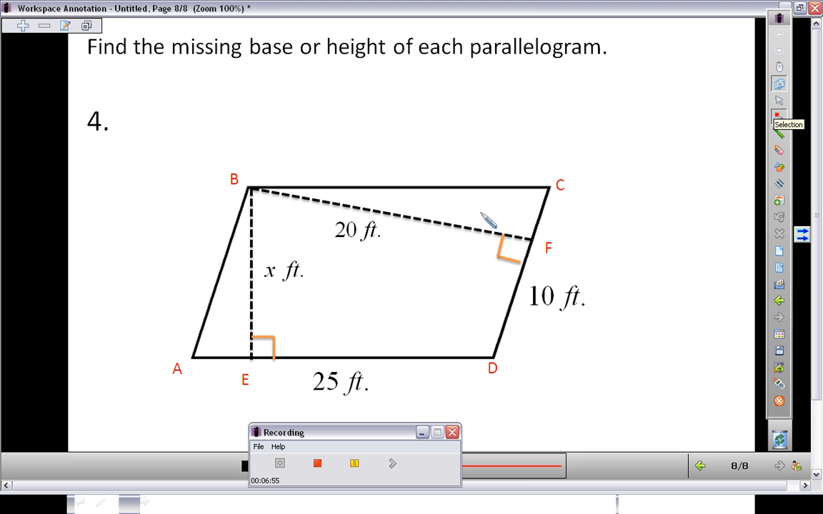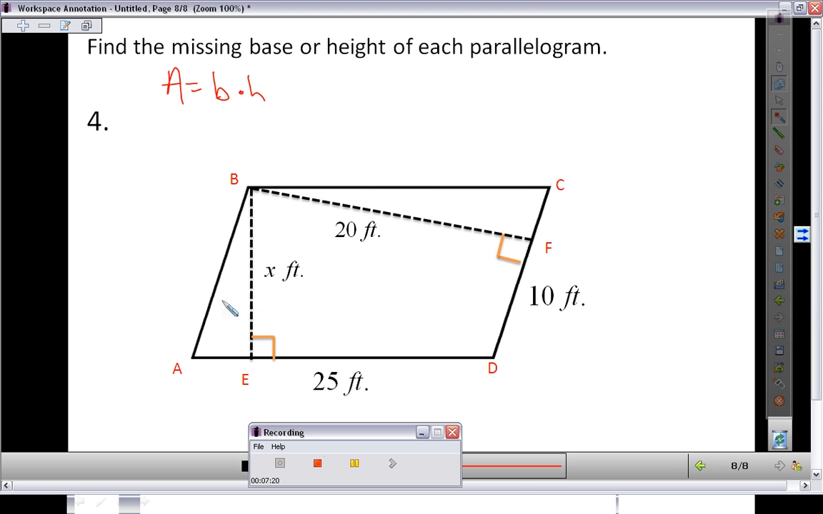This next example, I'm given two altitudes to a couple of different bases. So I'd say this AD is a base of the parallelogram because I have an altitude that goes to it. I also have that CD is a base because BF, an altitude, goes to it. So I have two bases and two altitudes, two heights, in this figure. Let's write up here the area of a parallelogram real quick. Area equals base times height.